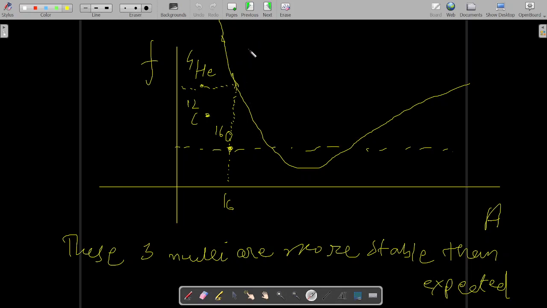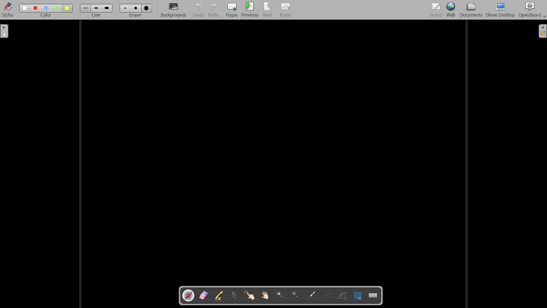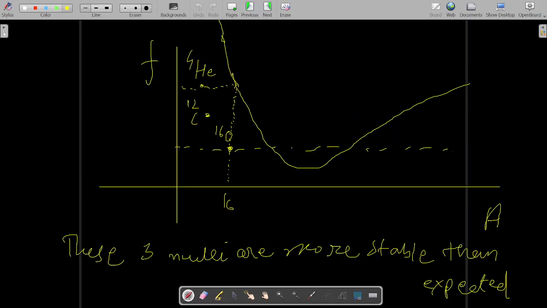So that thing has been written over here: but then decreases rapidly with increase in mass number. Means stability increases, packing fraction decreases. So you have to discuss the graph after passing through a comparatively flat minima. What is a steep minima? Steep minima is like this. This is a comparatively flat minima, means it is taking a larger area.